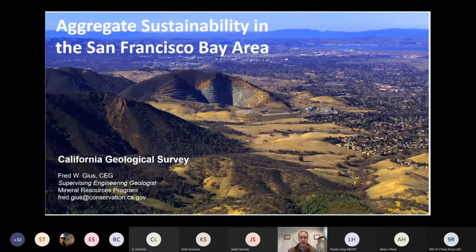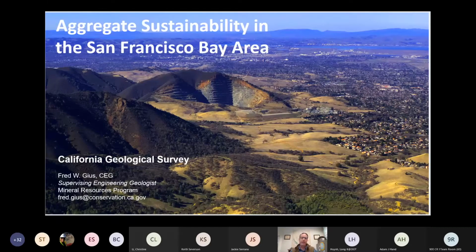Okay, so today I'm going to talk about aggregate production. I'm going to talk about aggregate suitability, what defines construction aggregate. A little bit about aggregate sustainability, the supply and demand, and then some specific resources in the San Francisco Bay Area.